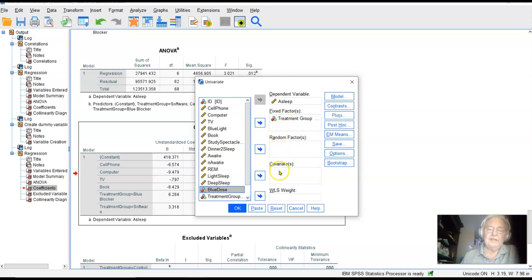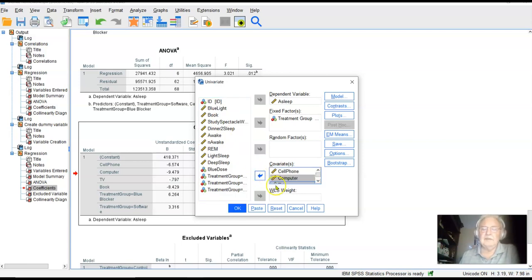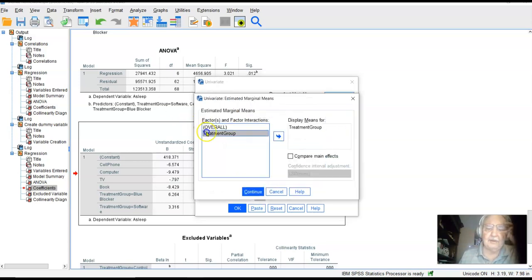Now, we could make this like our regression equation, and we could put in our cell phone minutes and our computer and our TV minutes. And now we have a regression equation. Well, we can calculate our means for the treatment group. And that's after adjusting for everything. We can see what our treatment group means are.